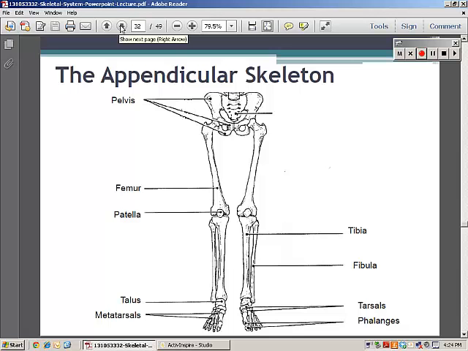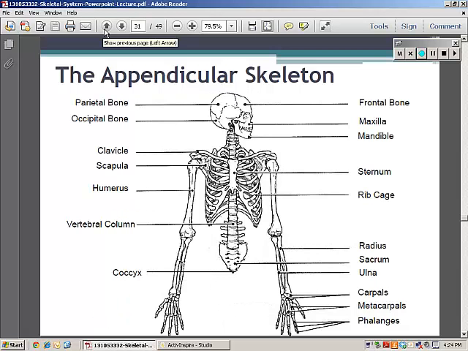And let's go ahead and get started with the first region. You can see the whole skeleton here right now, so I'm just going to cover the appendicular part. And the first one that we will find is our clavicle.